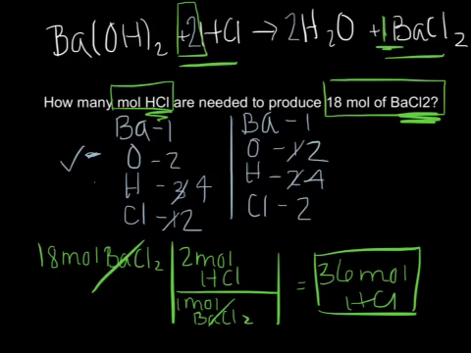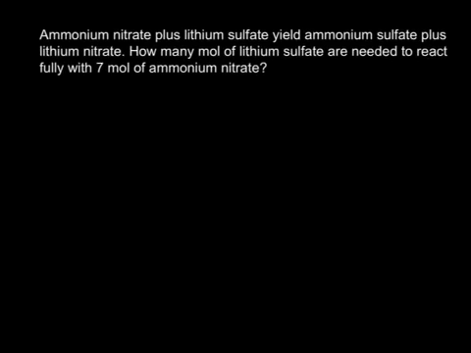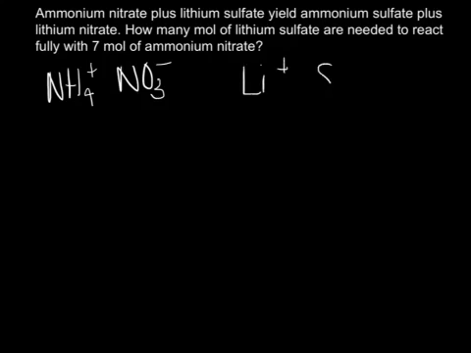Okay, let's try one more. If we're given ammonium nitrate plus lithium sulfate yields ammonium sulfate plus lithium nitrate, how many moles of lithium sulfate are needed to react fully with 7 moles of ammonium nitrate? So first step, we have to write our equation. Ammonium is NH4 plus, nitrate is NO3 minus. Lithium is Li plus, and sulfate is SO4 2 minus.